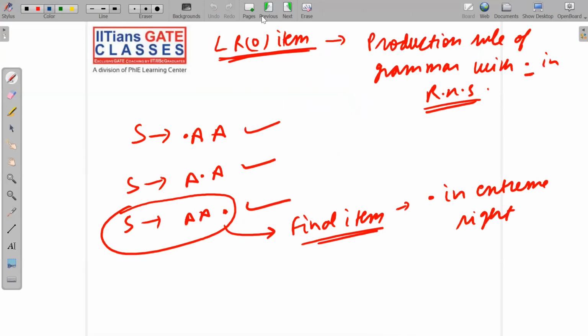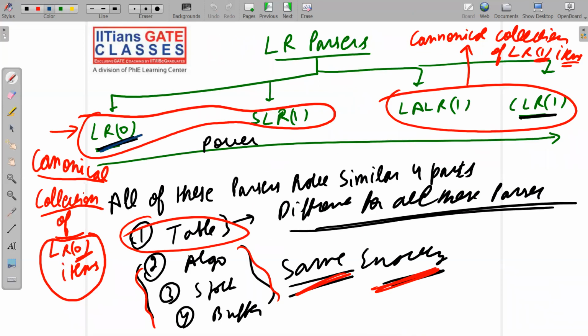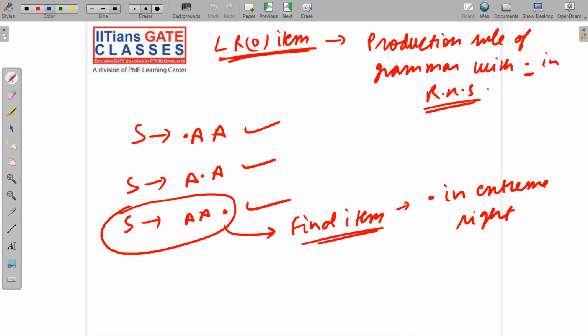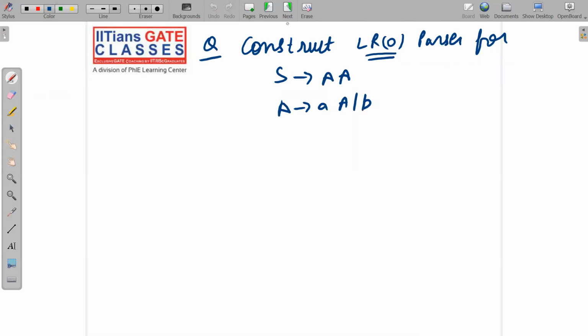The least powerful, and the first parser which we are going to study, is LR0. Then we will jump to SLR1, then LALR1, and then CLR1. So in sequence we are going to study. So construct an LR0 parser for this grammar. How to construct it?